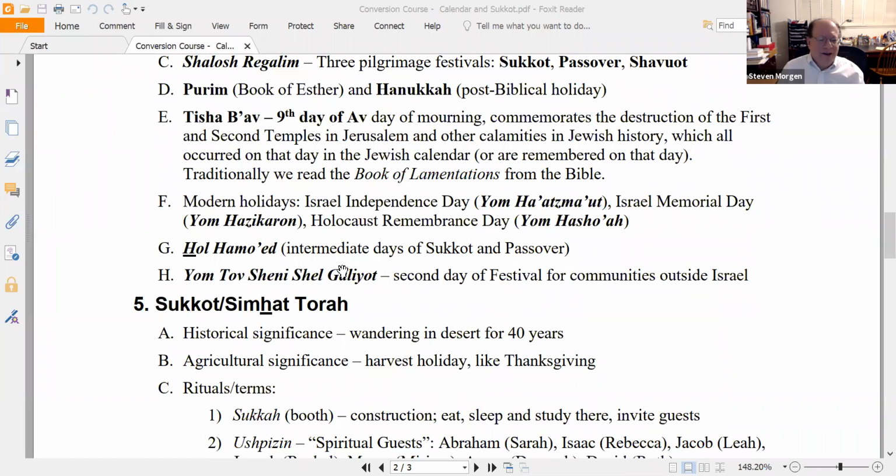And then the other thing you need to know is this other expression, Yom Tov Sheni Shel Galuyot. So how do I explain this? In the old days, people didn't have calendars. And like I said, it was a lunar calendar, and you had to determine when the new moon was. The new moon was the beginning, the first day of the new month. And by the way, Muslims still do this. They have witnesses to testify that the new moon appeared, and that's when the month of Ramadan starts, right? And then they tell people all over the world.